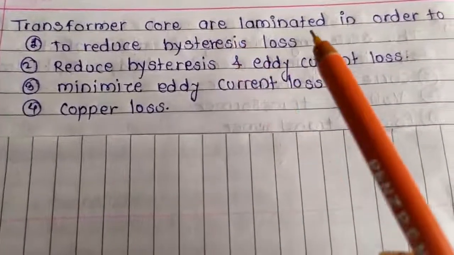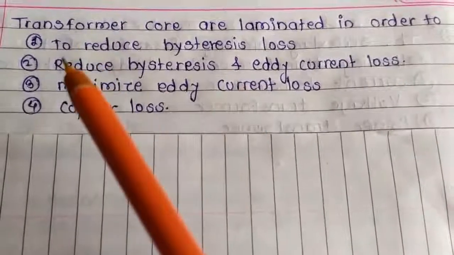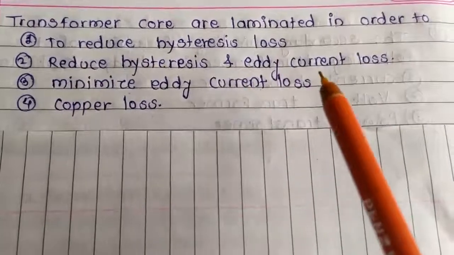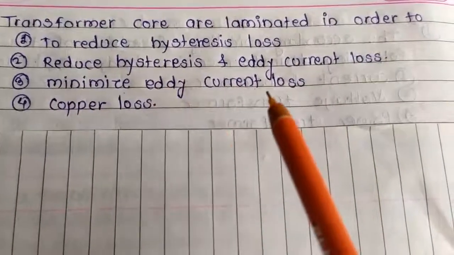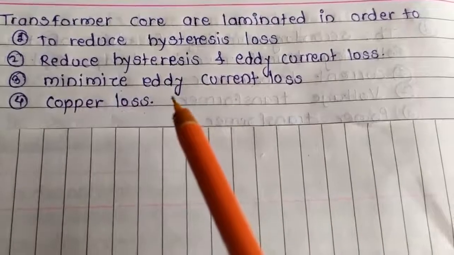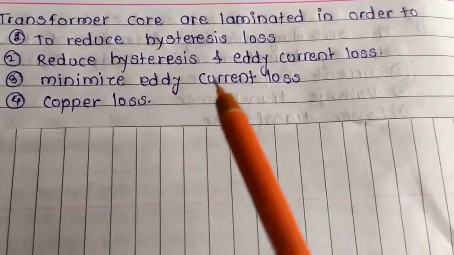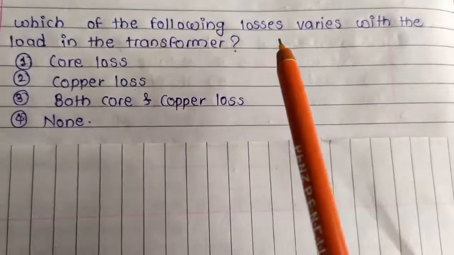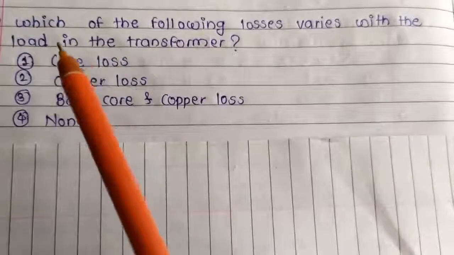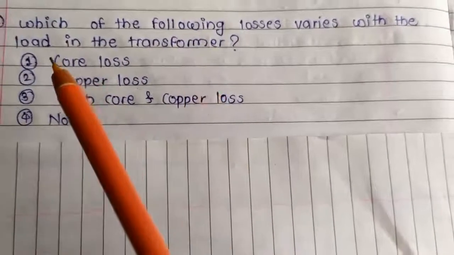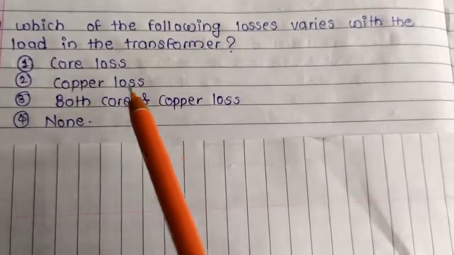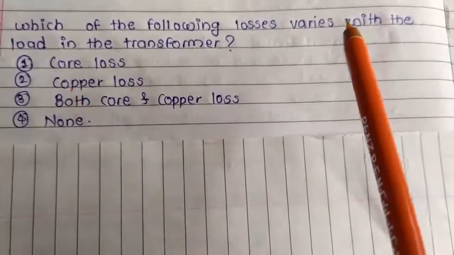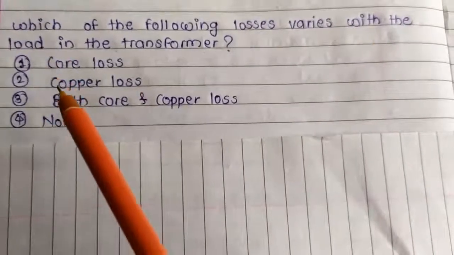Transformer cores are laminated in order to reduce hysteresis loss, reduce hysteresis and eddy current loss, minimize eddy current loss and copper loss. Answer is to minimize eddy current loss. Which of the following losses varies with the load in the transformer? Core loss, copper loss, both core and copper loss, none. Answer is copper loss.